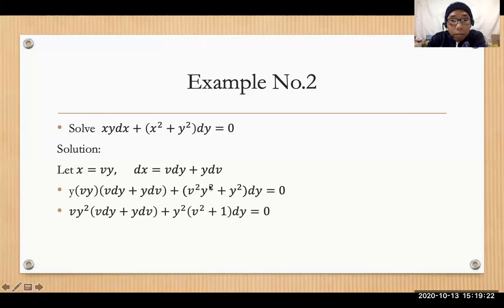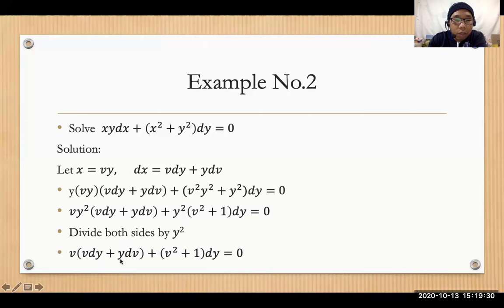And here, mapapansin mo na ba na common yung y squared dito? Well, you can actually eliminate y squared by dividing both sides by y squared. At ang resulting natin na equation will become v times this sum, v dy plus y dv. And in this term, you have v squared plus 1 times dy. Okay, so again, it will lead us to a separable d pag inayos na natin siya.